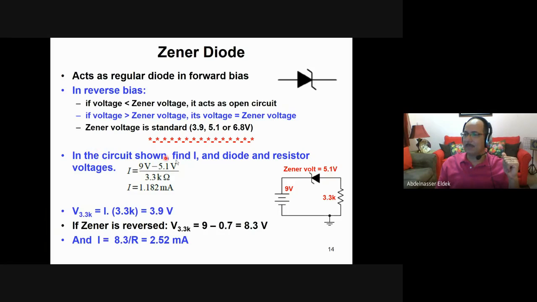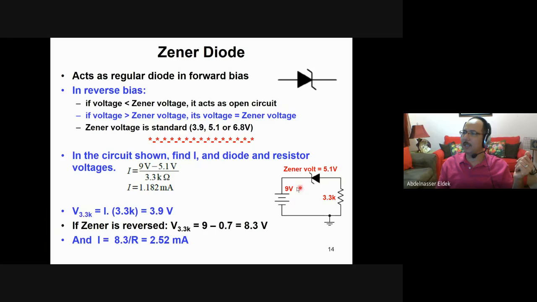So, for example, if we have this circuit and I want to calculate the current I. Since this one is 9 volt, the voltage across the Zener diode is 5.1 volt. Now what is the current in the resistor? Of this 9 volt, 5.1 will be dropped on the Zener diode, and the remaining will be dropped on the 3.3K. Then the voltage across the 3.3K is 9 volt minus 5.1. Divided by the resistance, this will give you the current.